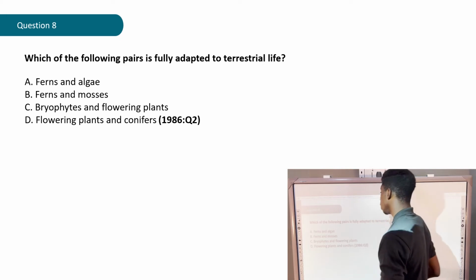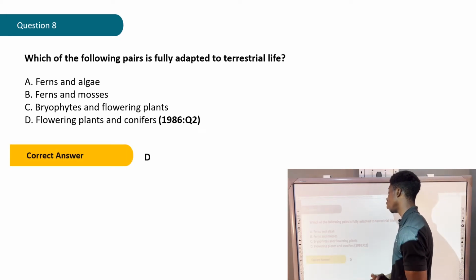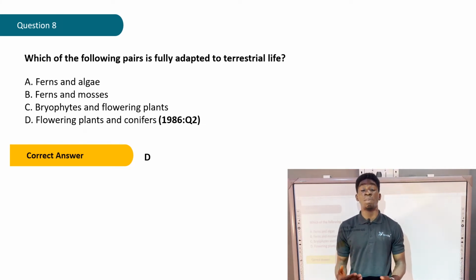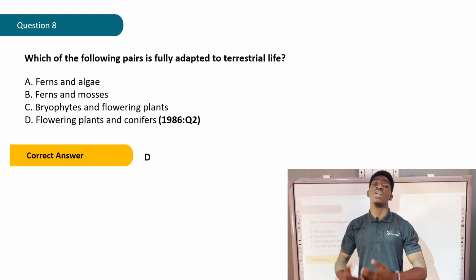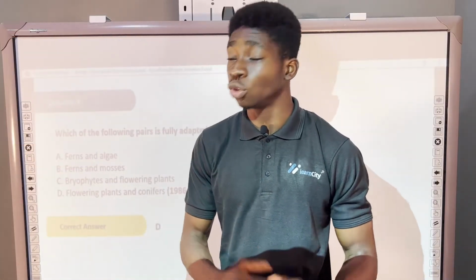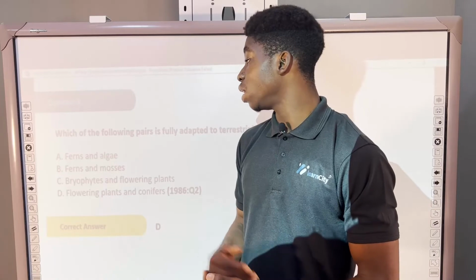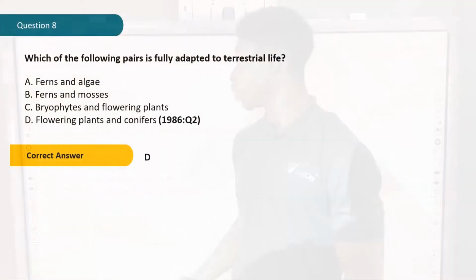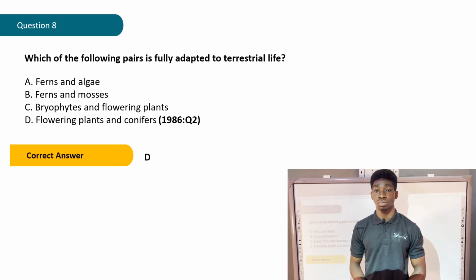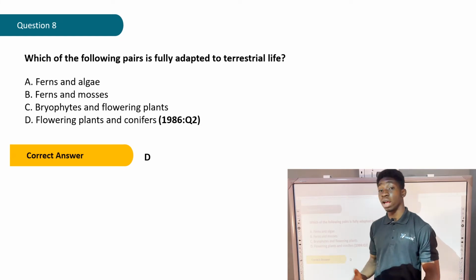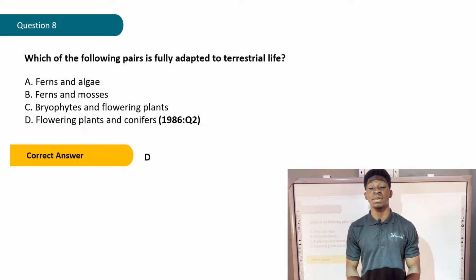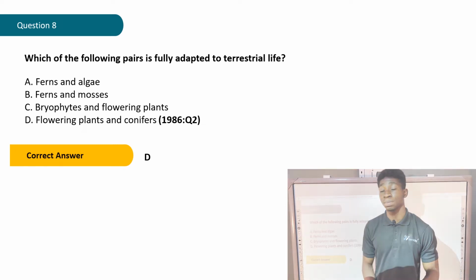Let's see what the correct answer says. The correct answer is D, flowering plants and conifers. The question is asking us which one is fully adapted to terrestrial life. That means which group of plants can fully survive in a terrestrial habitat. Algae are aquatic plants, so obviously they will not survive in a terrestrial habitat. Meanwhile, the other groups, the ferns, the mosses, the bryophytes, require water for their fertilization. Flowering plants and conifers do not require water for their fertilization, so they are fully adapted to terrestrial habitats.